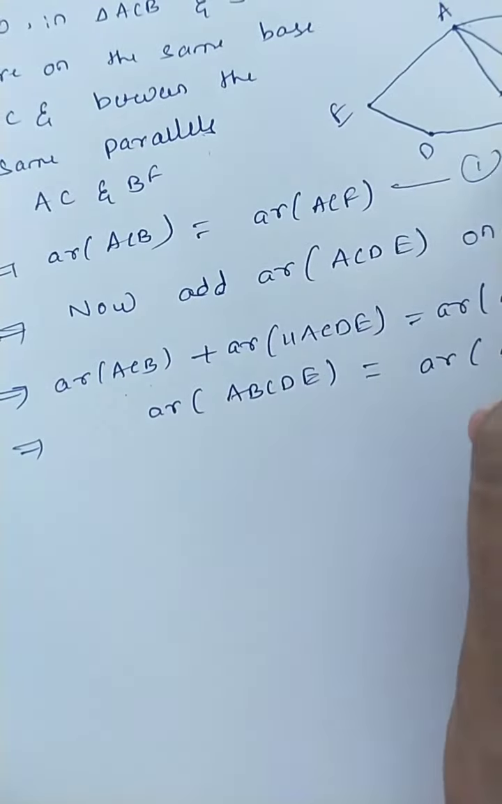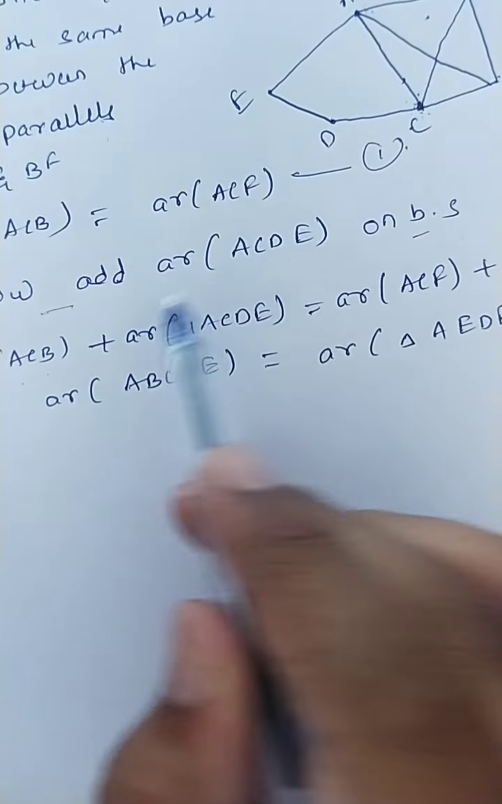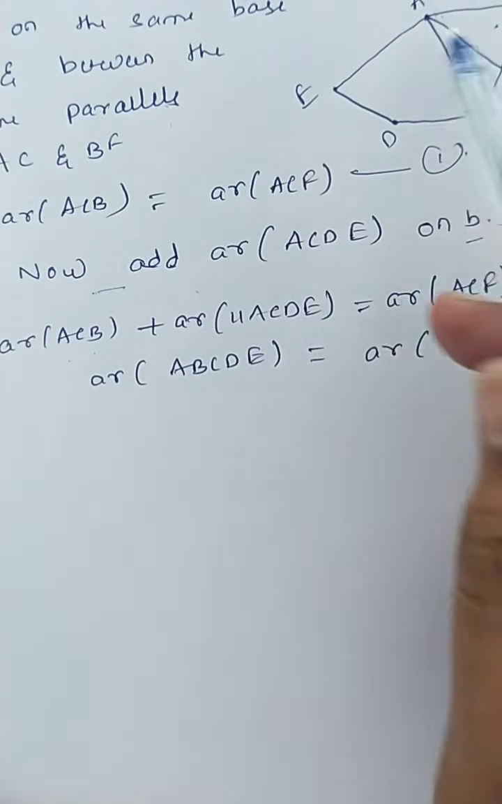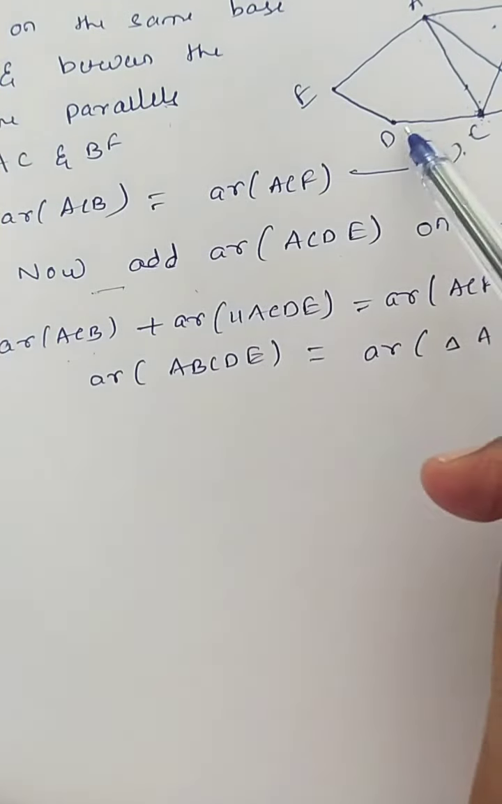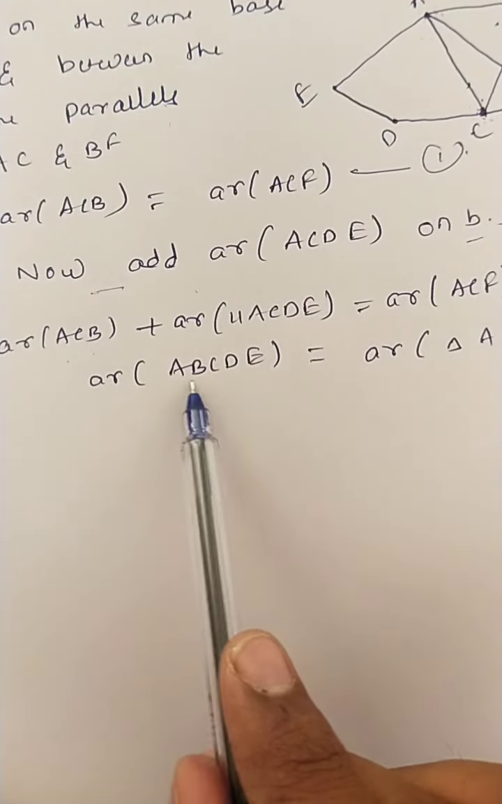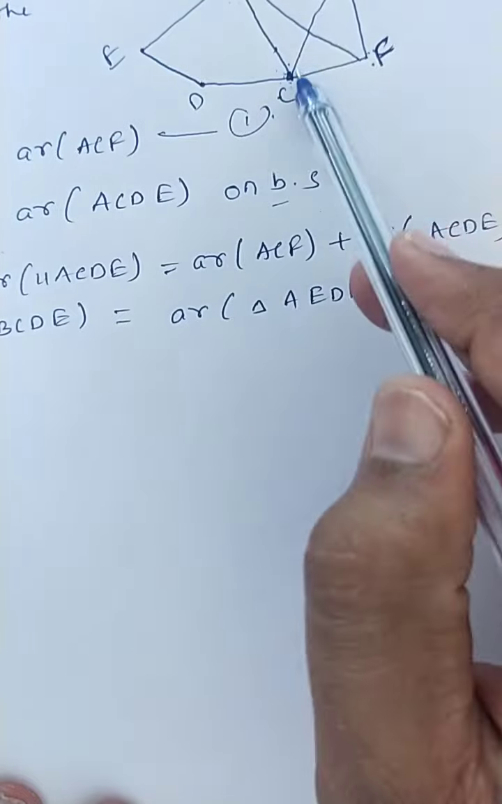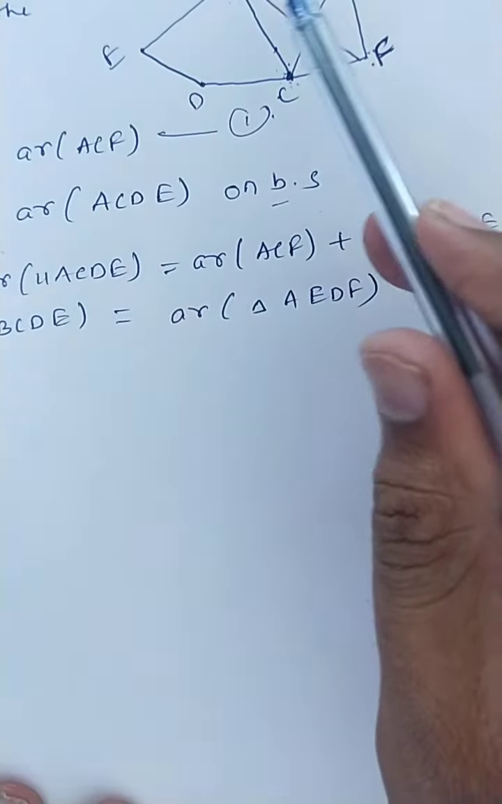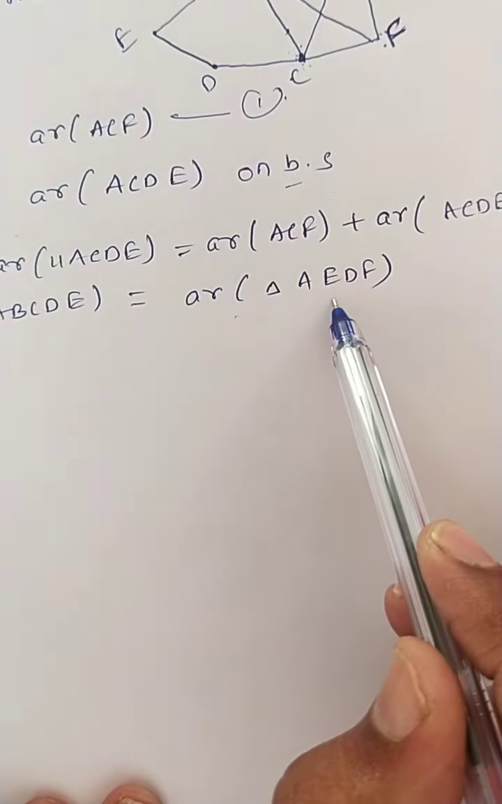Now adding the area of ACDE on both sides, the area of triangle ACB plus the area of ACDE gives the area of pentagon ABCDE. Similarly, the area of ACF plus the area of ACDE gives the area of AEDF.